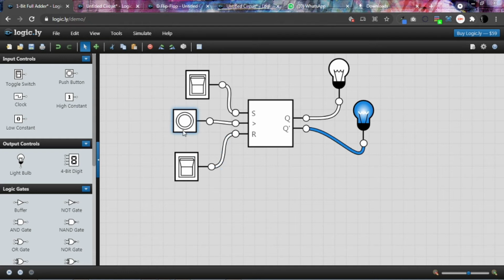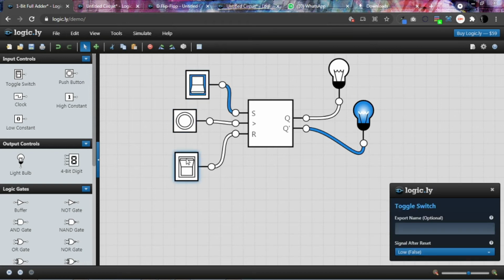If both the inputs are 0, the state we have obtained is the previous state. If both the inputs are 1, the state we obtained is invalid, which means it has both 1 and 0, therefore the output cannot be determined.